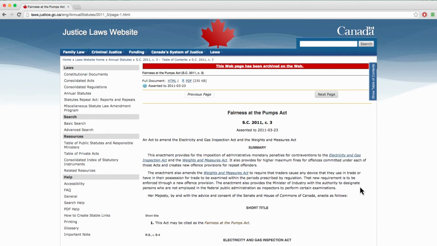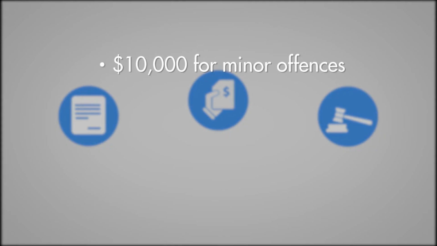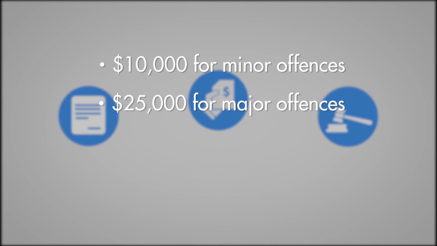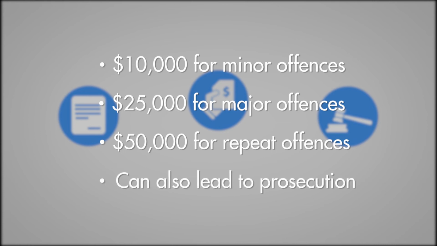Sanctions for such actions are clearly defined in the Weights and Measures Act. FAPA has also introduced administrative monetary penalties in order to promote compliance with the Act. These may include fines of up to $10,000 for minor offenses, up to $25,000 for major offenses, and up to $50,000 for repeat offenses, and can also lead to prosecution.